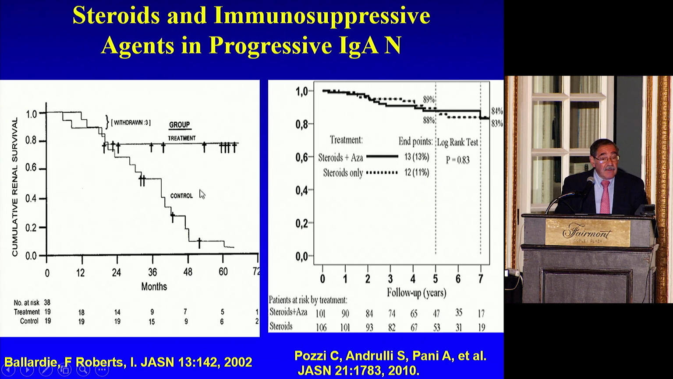Now, that's a UK study, and nobody in the UK believes it or uses that. So you say, well, why don't they use it? Because their controls don't go to renal failure that fast. So there's a problem with that.